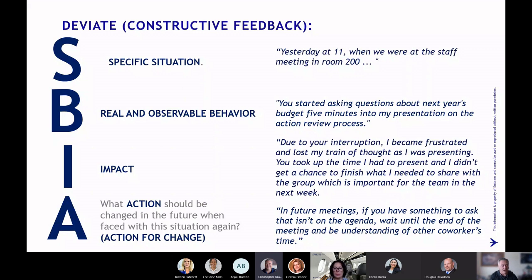And actually, just a quick note, this is the official way of doing this for the duplicate. One person that I was talking to not long ago said to me, Chris, actually you could use SBIA for the duplicate if you wanted to. The action would be just that you want to see it happen again.